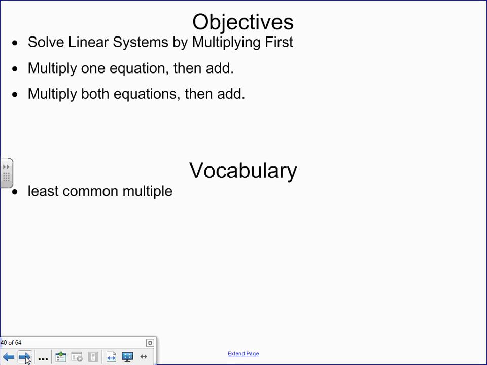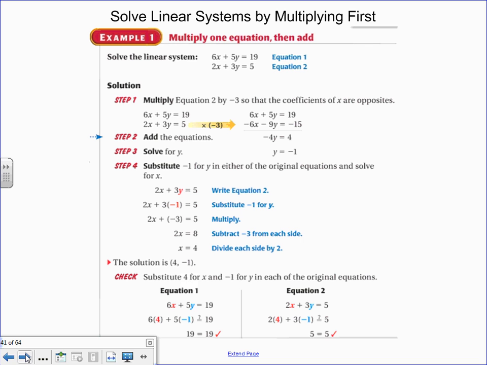Okay, today we're going to be solving linear systems by multiplying first. Now we've done this a little bit with the -1 where we had to multiply by -1. Today we'll just have to use numbers other than -1. So we might have to multiply one equation, and then there might be some circumstances where we have to multiply both. Okay, so we'll look at that. The first example here is done for you.